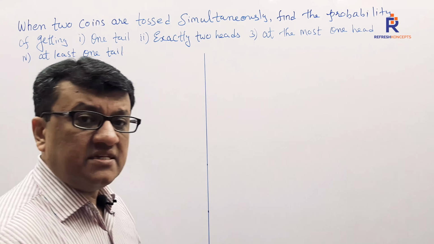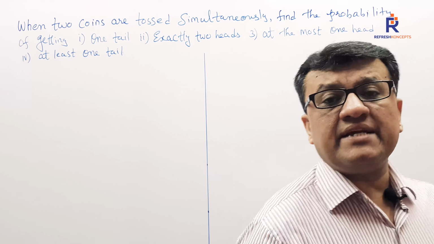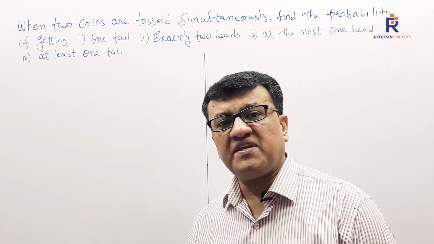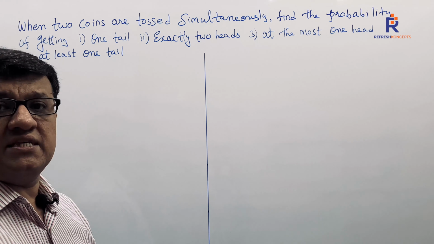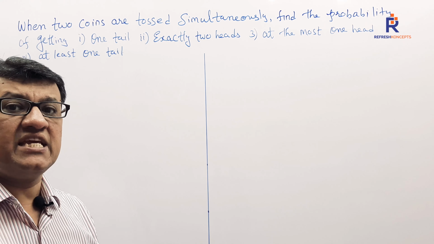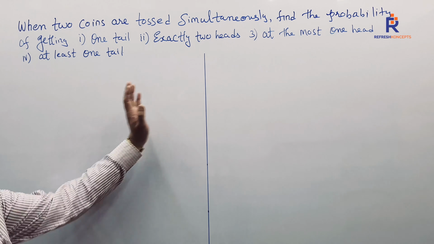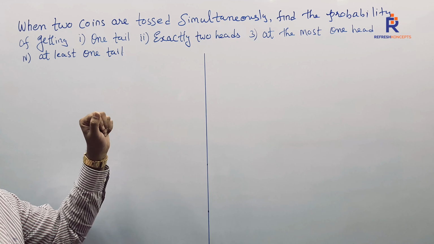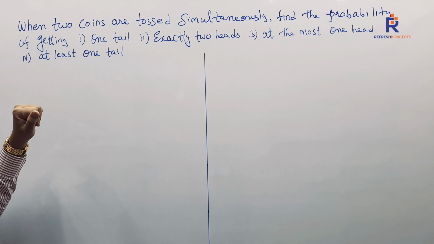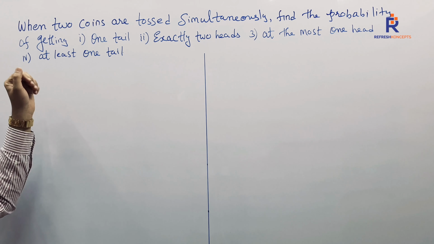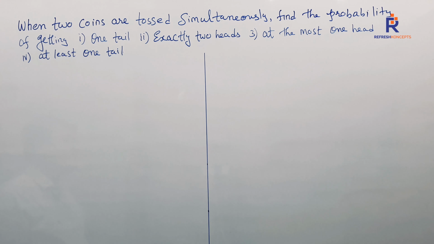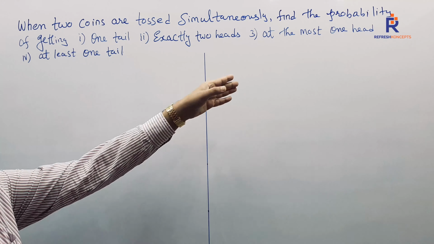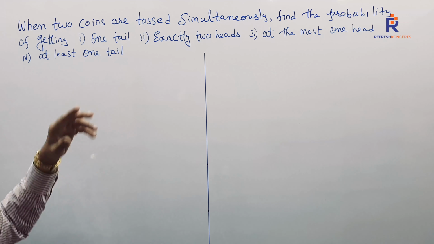Now, children, having learned what the different types of random experiment and different types of events within that random experiment are, let's proceed further, with sums based on those random experiments and events. So now we are heading towards the actual probability sum. The very first sum is based on a coin. It says that when two coins are tossed simultaneously, find the probability of getting one tail, exactly two heads, at most one head, and at least one tail.